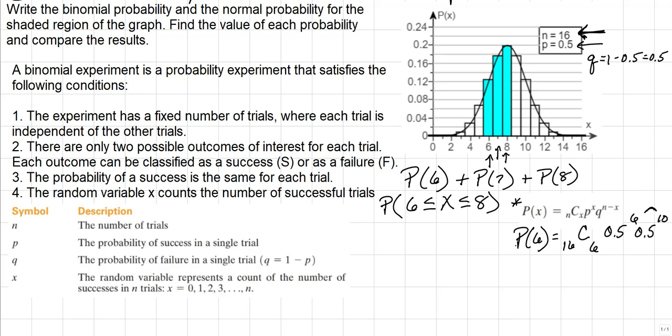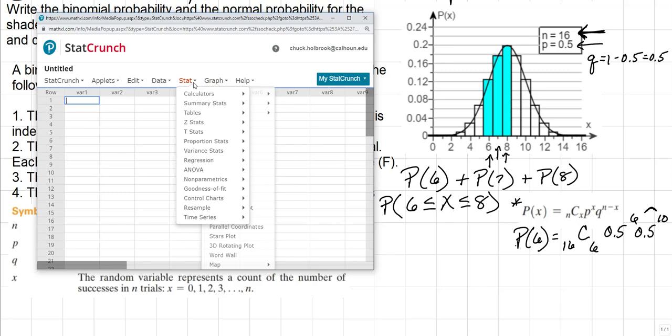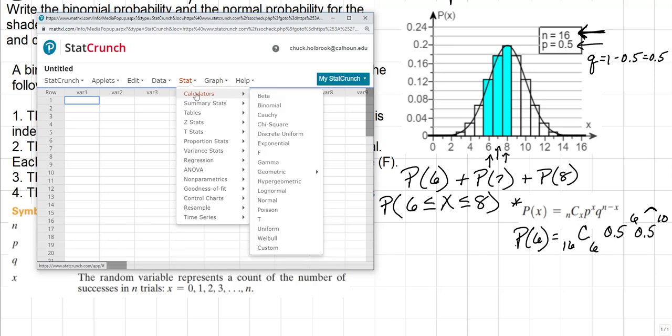So instead, what I'd like to do is use some technology. We're going to use Pearson StatCrunch. It's just a basic platform that comes integrated with your textbook, and you can also purchase access to it. This is probably one of the more basic statistical analysis programs out there. It's on the web, and it's similar to using Excel, but it already has predefined functions where you just use drop-down menus. So we're going to look at StatCrunch real quick, go to Stat and go to Calculators. And you'll notice that Binomial is right here.